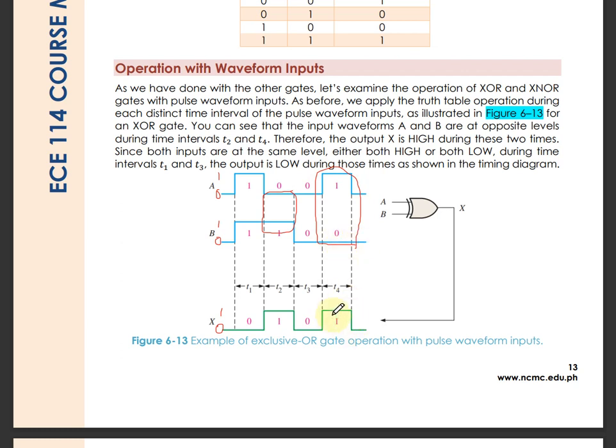So that is why the output is high. Then for time intervals 1 and 3, both of our inputs are the same, no? Here it is 1 and 1, meaning high and high. So our output is low, here it is 0 and 0. So our output here is low.